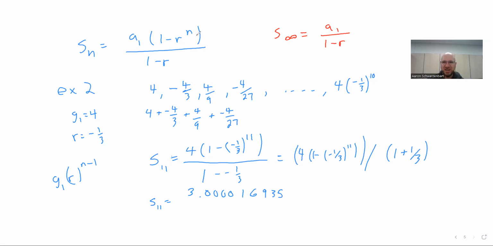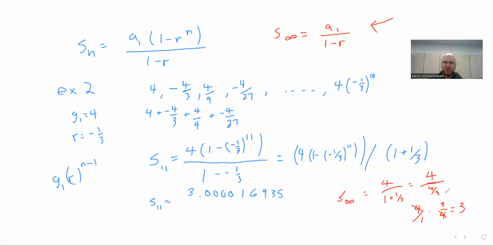But what's happening is R to the N is functionally becoming 0. So 1 minus 0 turns into 1. So that whole term goes away. And I end up with this infinite formula. So S sub infinity, the infinite sum of this one, I think, is 3. 4 over 1 plus 1/3. 1 plus 1/3 is 4/3. My complex fraction, I'm dividing my fractions. It's 4 over 1 times 3 over 4. My 4's cancel, and yes, I am left with 3.